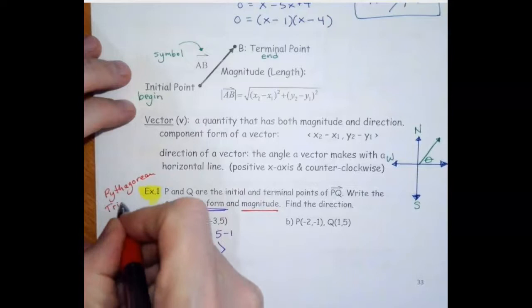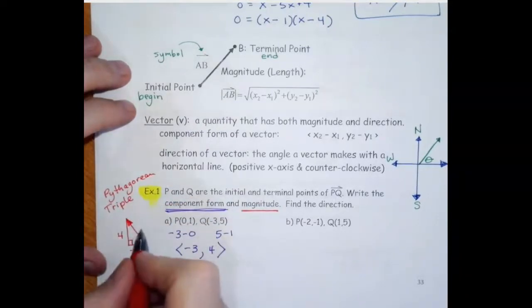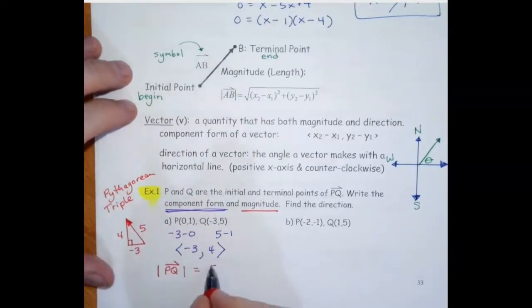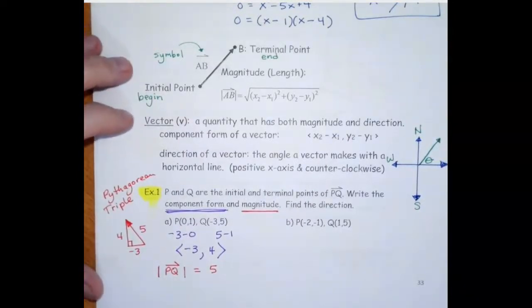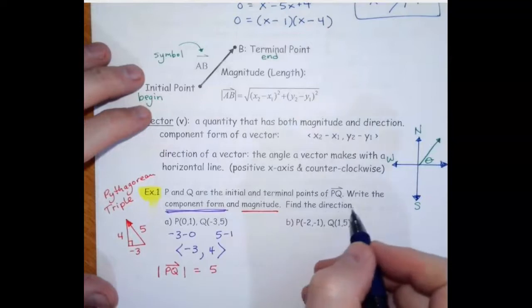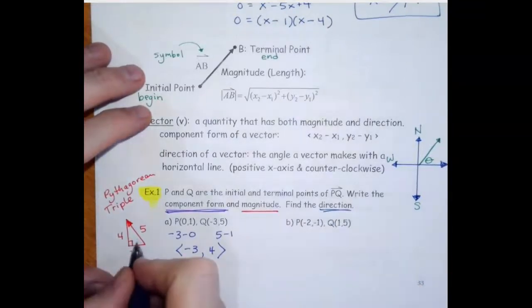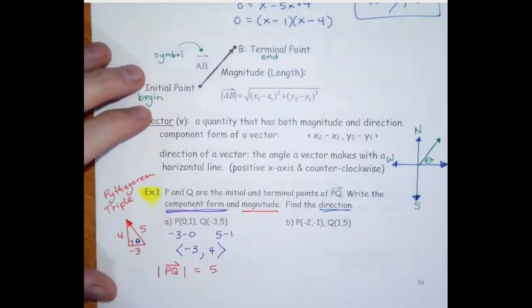And we've talked about those over and over again, so hopefully we all are comfortable with that. That's going to be 5. So the magnitude is 5. And then the last thing that we need to look at is the direction. So the direction is going to be this angle right here.